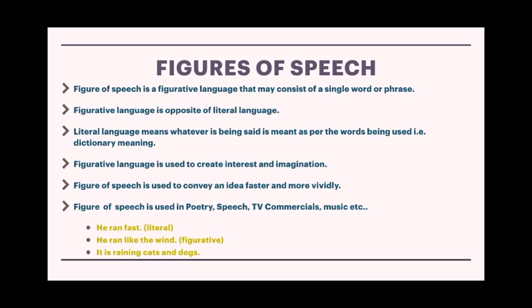It is raining cats and dogs. When we use this phrase, it is raining cats and dogs, does it actually mean that there are cats and dogs raining? No. We use this phrase to show that it is raining very heavily. So this is again an example of figurative language, or we can say it is an example of figures of speech.